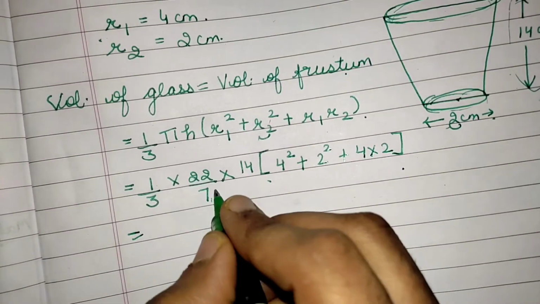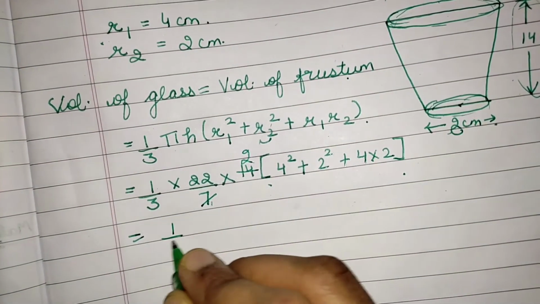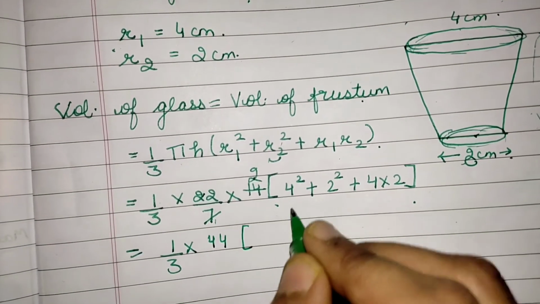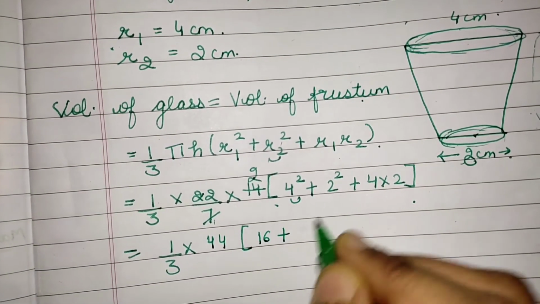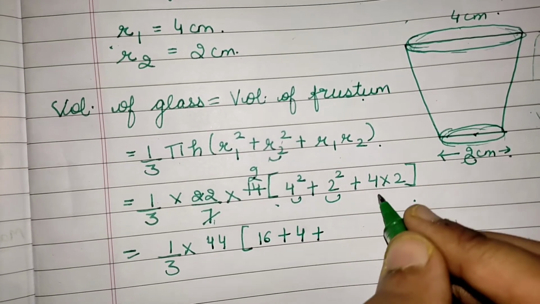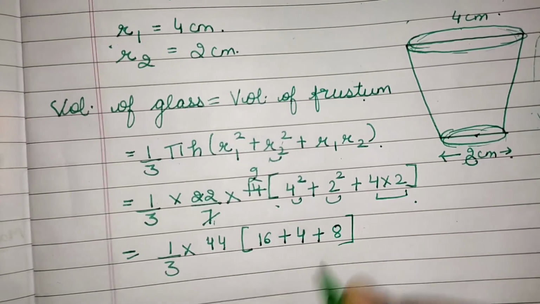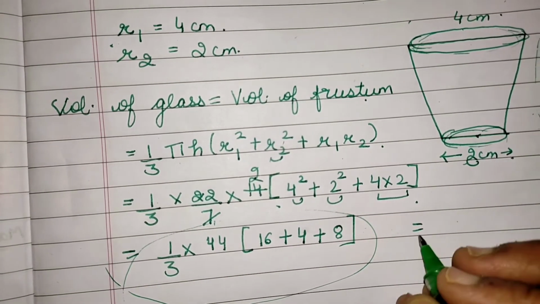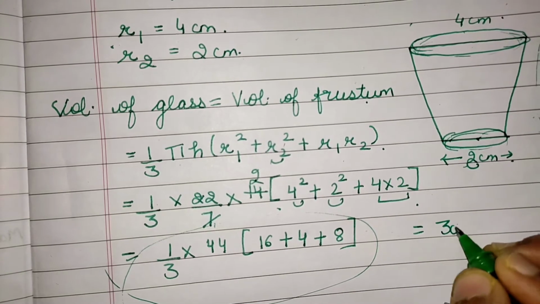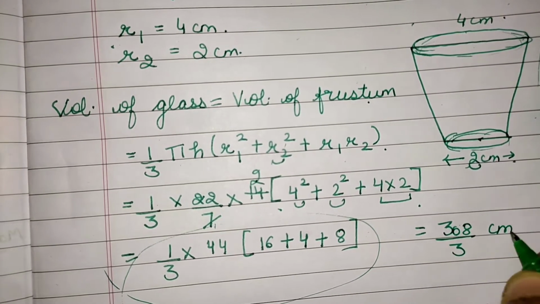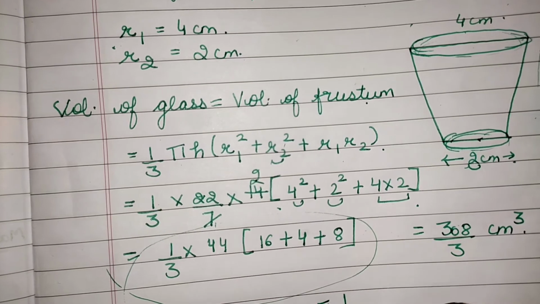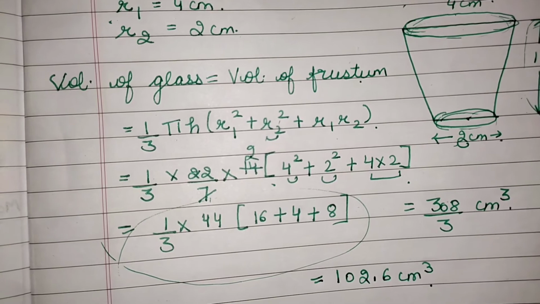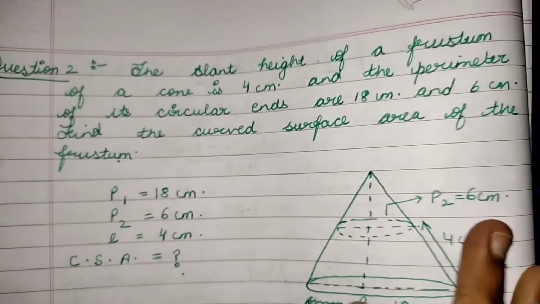Okay, so now do the cancellation. Whatever gets cancelled out, let's cancel it out. Then 22 into 2 will become 44. 4 square will be 16 plus 2 square will be 4 plus 4 into 2 will get 8. So if you solve all these parts, then you will get your final answer, which is equal to 308 by 3 centimeter cube, which will be equal to 102.6 centimeter cube.